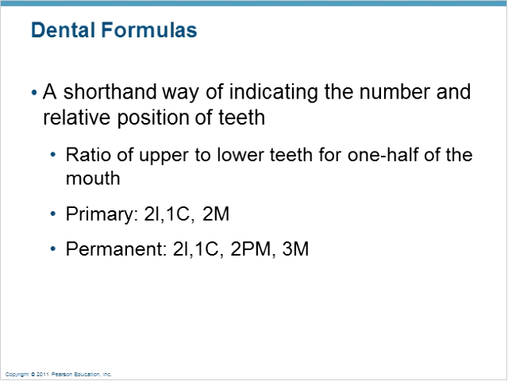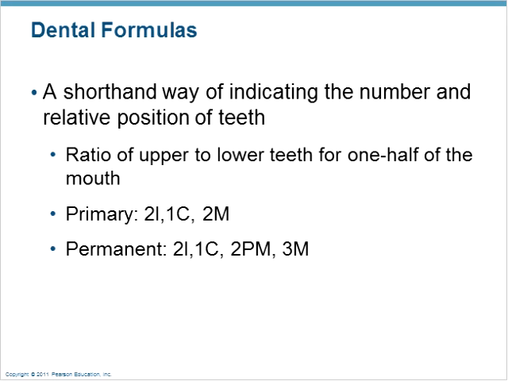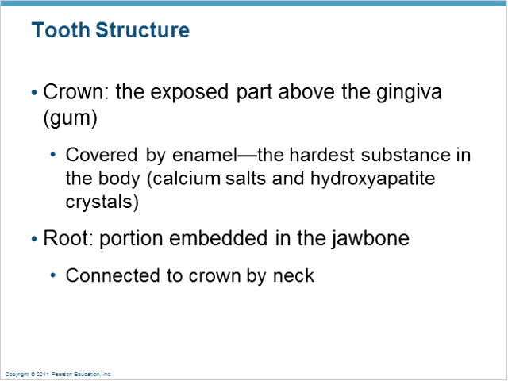Dental formula is a shorthand way of indicating the number and relative position of teeth. It's the ratio of upper to lower teeth for one half of the mouth. The primary is 2I 1C 2M, and the permanent is 2I 1C 2PM 3M. How does that work? Well, that's just a way of describing them. It's just a method that dentists use to describe those teeth.